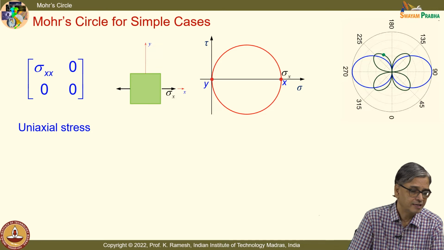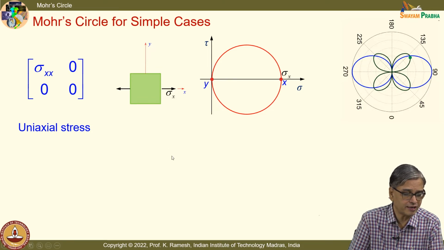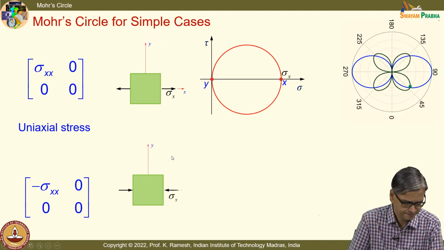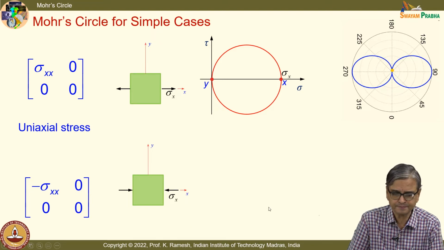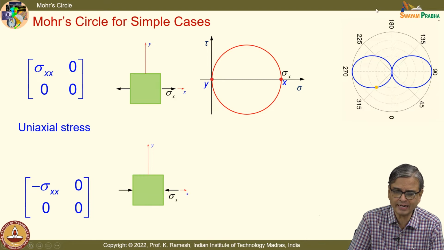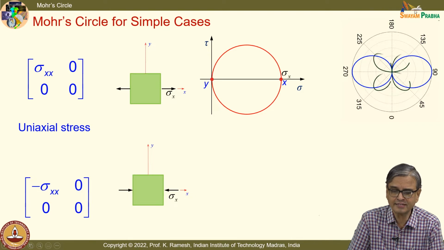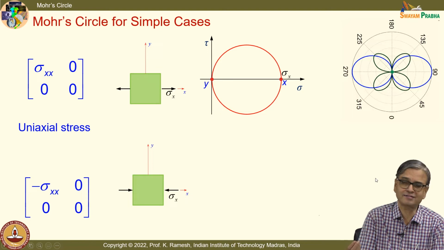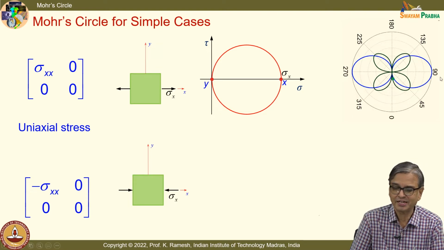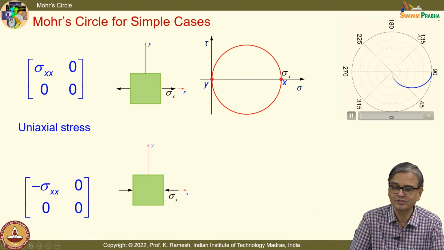Fine. And similarly, when I go for minus sigma xx, instead of a tensile stress, I have a compressive stress. This again you can easily do, and whatever plot I had done for normal stress sigma y, I have just put it horizontal. When I do a polar plot, it will look like this. I have not changed the angle, so it will start from 0, 90 like this. You can visualize that, but the graph shape is very important.